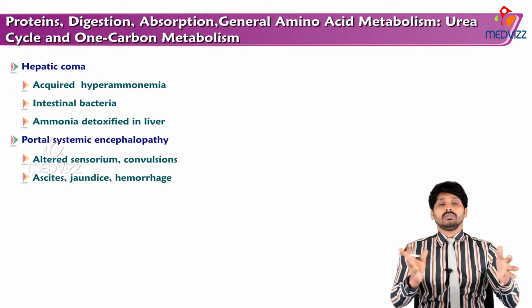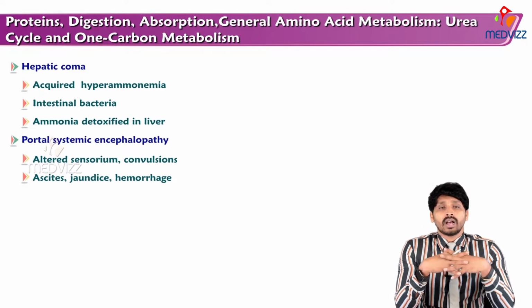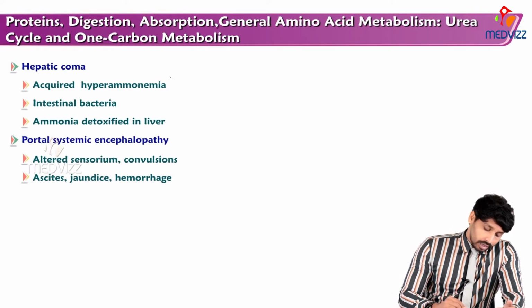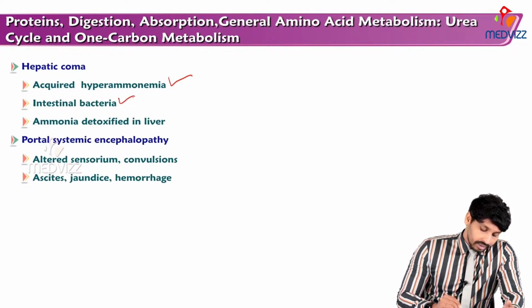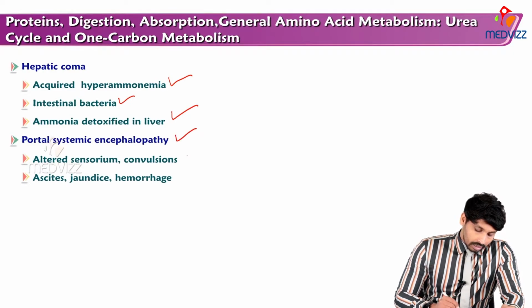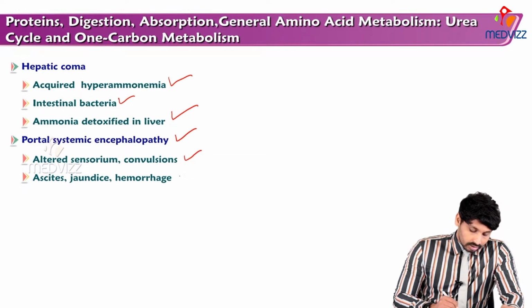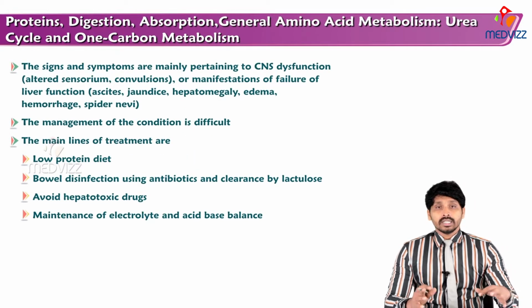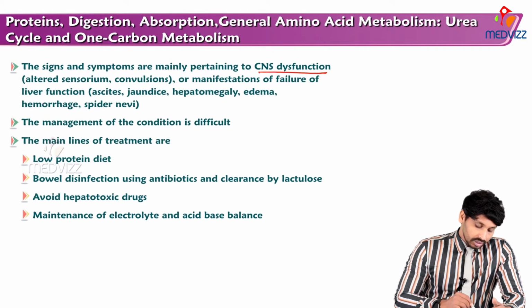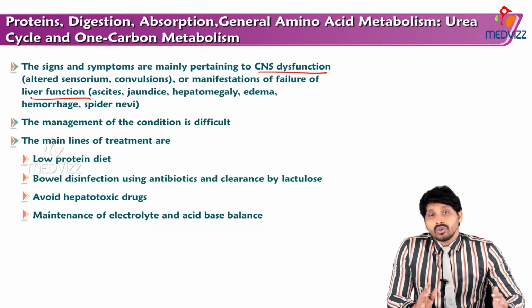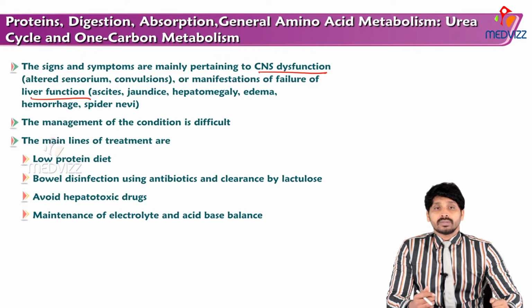Abnormally high levels can lead to hyperammonemia and hepatic coma. In acquired hyperammonemia, intestinal bacteria and ammonia detoxification in the liver, portal systemic encephalopathy, altered sensorium, convulsions, ascites, jaundice and hemorrhage are the clinical features of hepatic coma. The signs and symptoms mainly pertain to CNS dysfunction; altered sensorium and convulsions are manifestations of failure of liver function, along with ascites, jaundice, hepatomegaly, edema, hemorrhage and spider nevi.